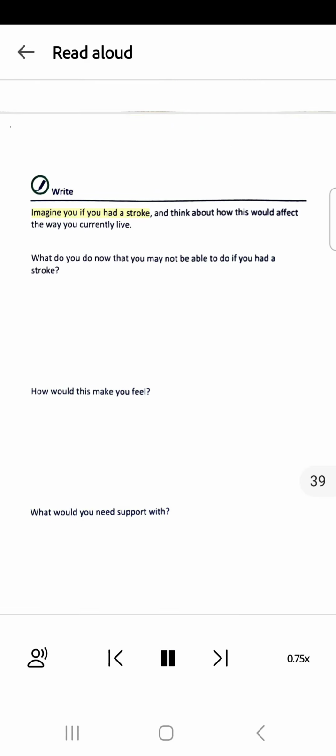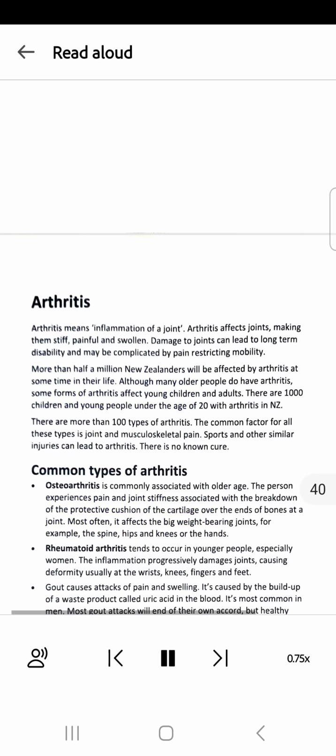35. Write. Imagine if you had a stroke and think about how this would affect the way you currently live. What do you do now that you may not be able to do if you had a stroke? How would this make you feel? What would you need support with?